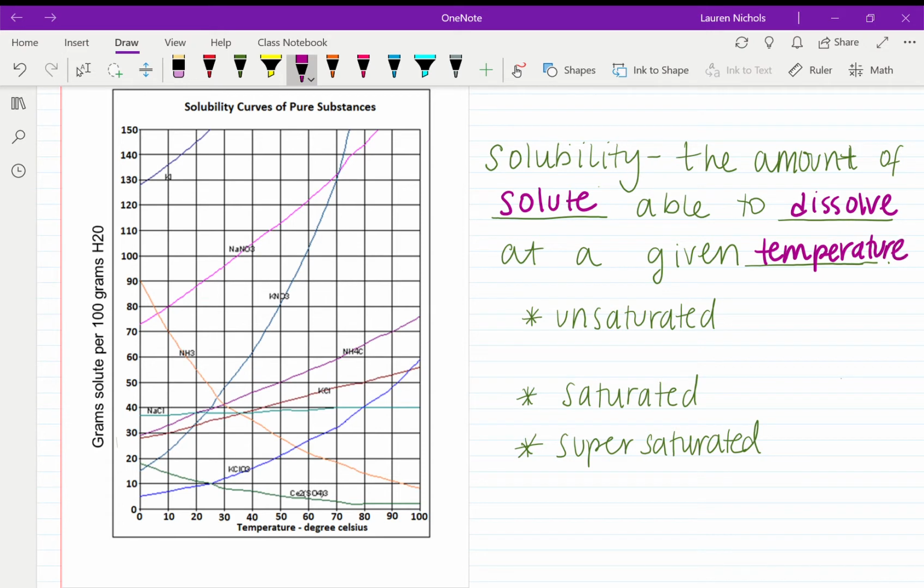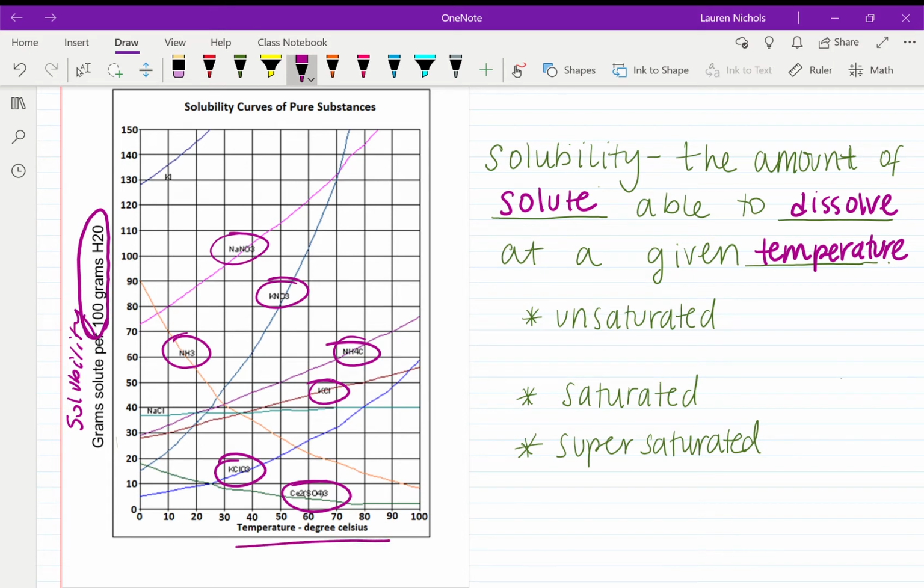because we know that temperature can affect how quickly a solute can dissolve, but it can also play a factor in how much solute will actually dissolve, which is why hot coffee can dissolve more sugar than cold coffee. Not only does it dissolve faster, but you can actually dissolve a larger quantity. Each of these chemicals on our graph represents the various solutes that have been dissolved in 100 grams of water. Solubility is our y-axis, and temperature in degrees Celsius is our x-axis.